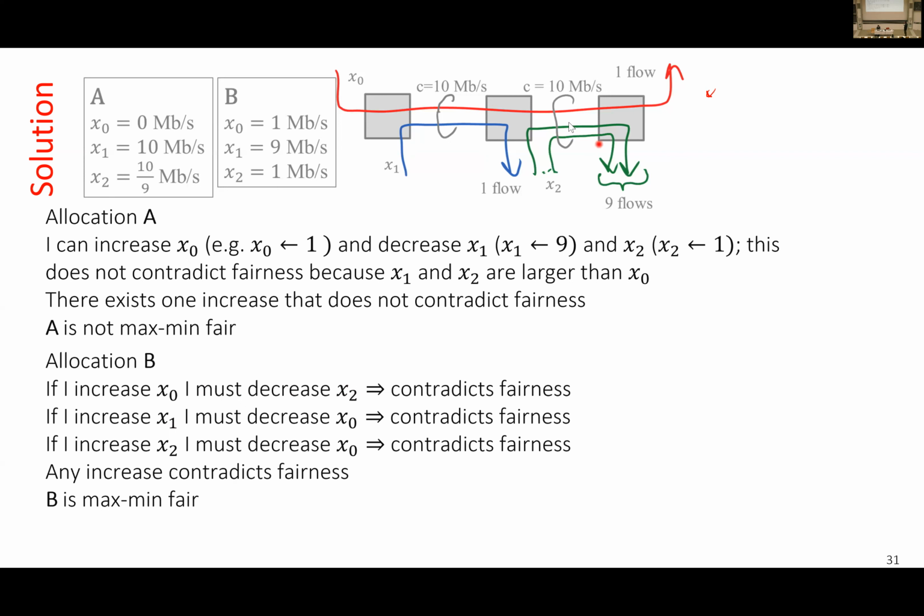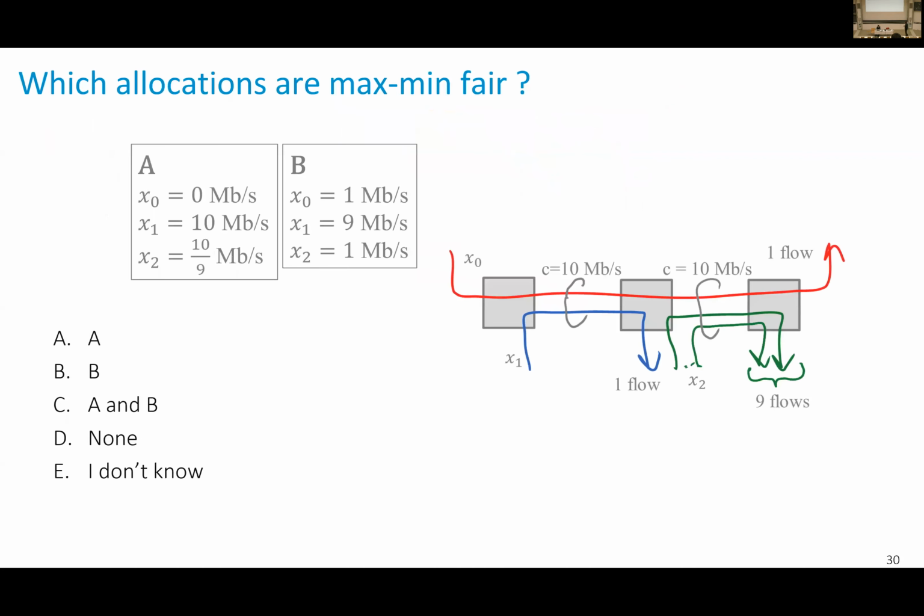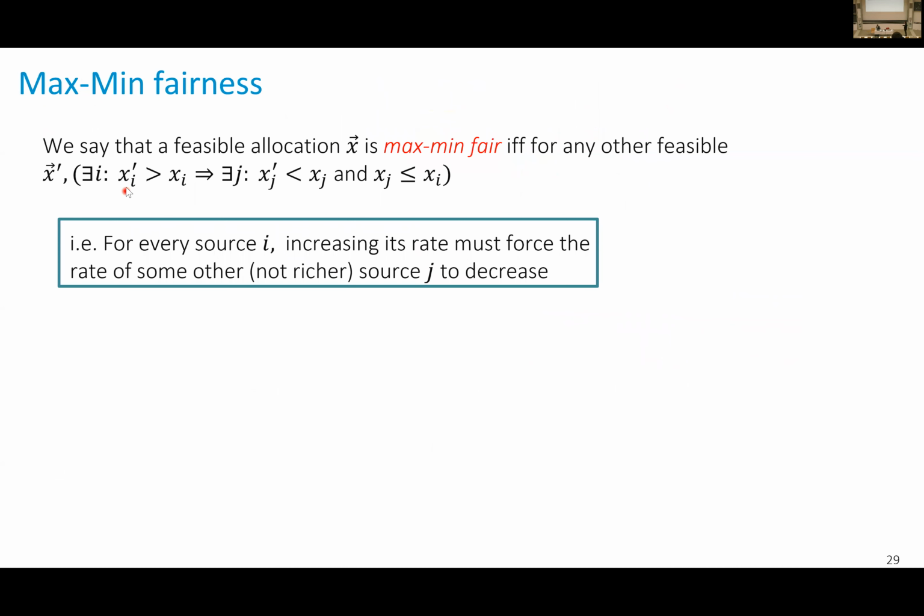And if I increase x1 of the x2s here, or x2, let's say they're forced to be the same, I must decrease x1. So any move that I do here contradicts fairness. So it satisfies the statement we made here. For any move that I do, if this move is increasing one of the sources, it always decreases sources that were less better off. So it is max-min fair. Fortunately, we do not need to check the definition in such a contorted way in practice, because there's a well-known theory of max-min fairness, which is summarized here.